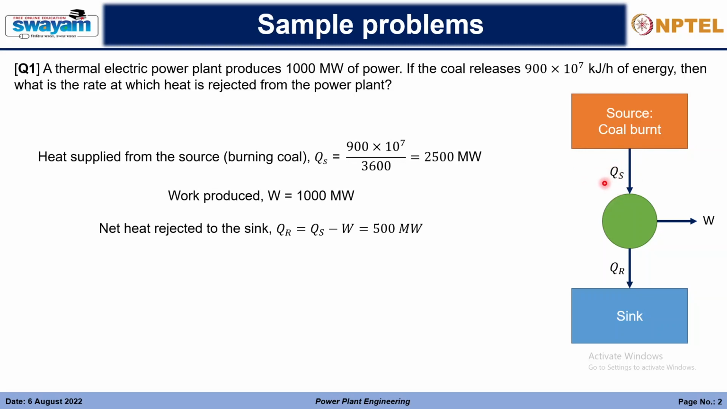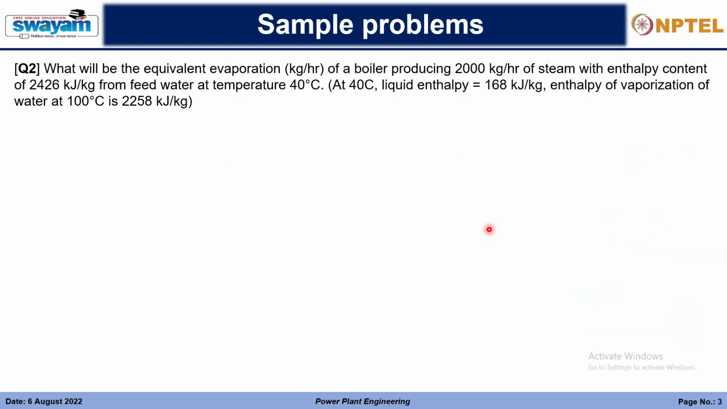So the heat supplied from the source, that is the QS, is given as 9 into 10 to the power 7, and we will convert it into megawatt, and it would give us 2500 megawatt. So the work produced is given as 1000 megawatt. The net heat rejected to the sink will be given like this. So that will be 1500 megawatt. I think everyone might have got this. It is a very easy question. So moving on to the next.